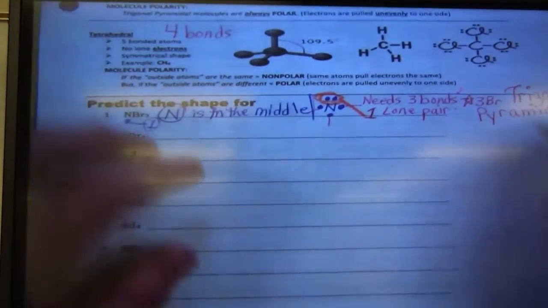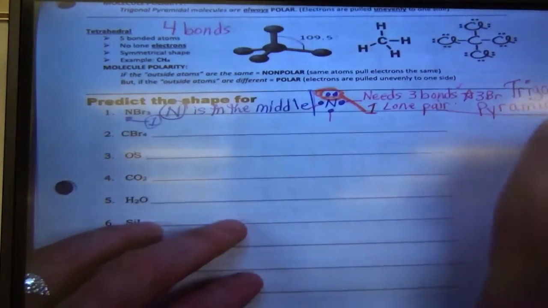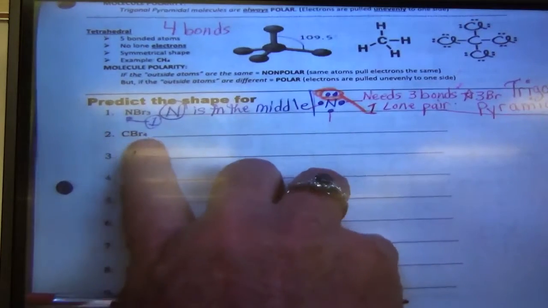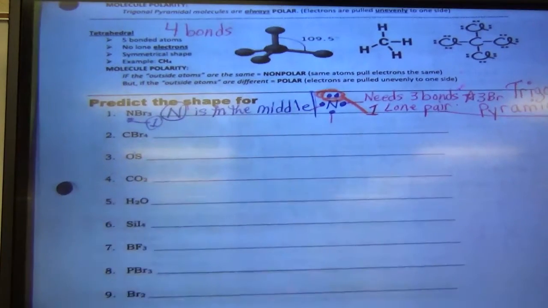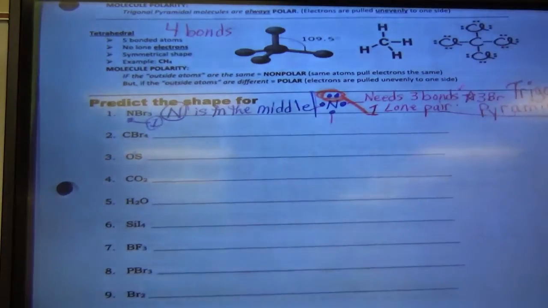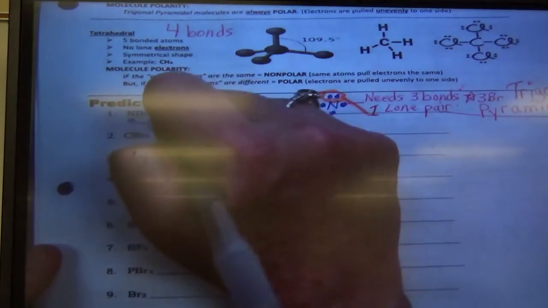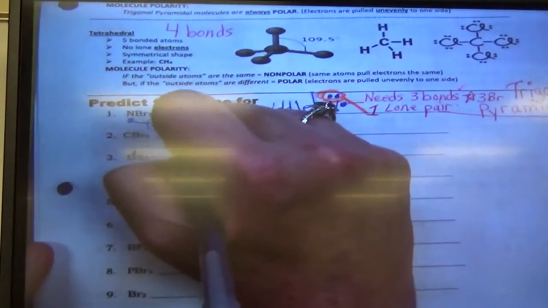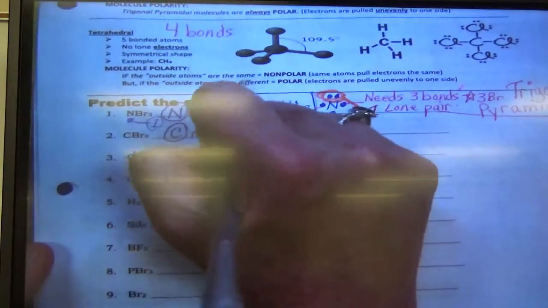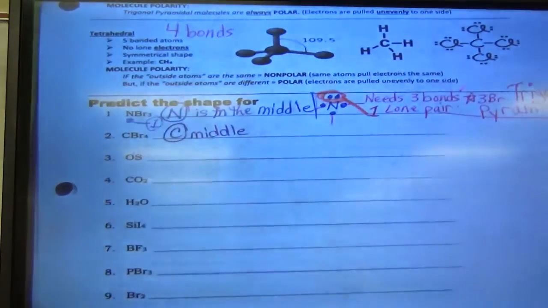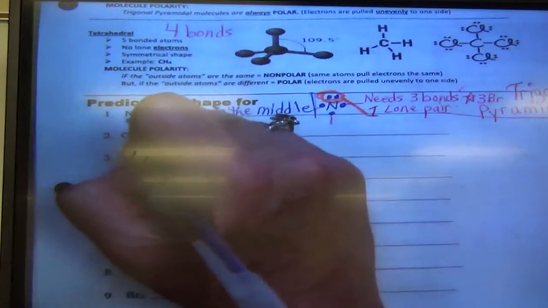Now we're going to try the next one. Okay, we have CBr4. Which element is in the middle? C. How do you know? Because it has subscript 1. Okay, carbon is in the middle, and I'm going to shorten my description because you already know we're talking about the middle atom. Carbon's in the middle because it had a subscript 1.